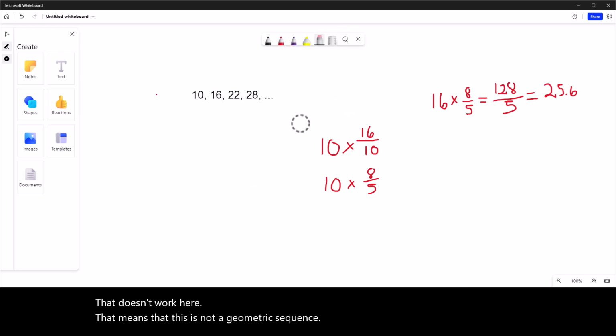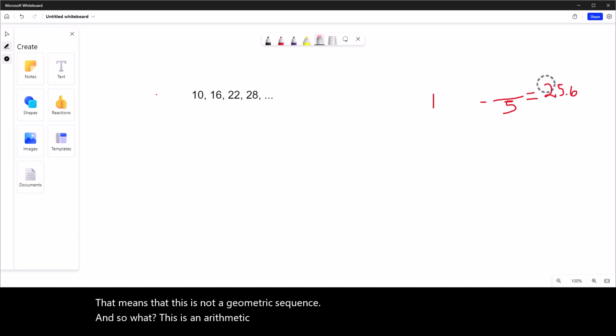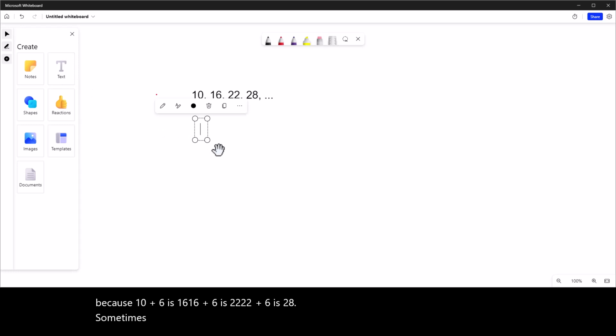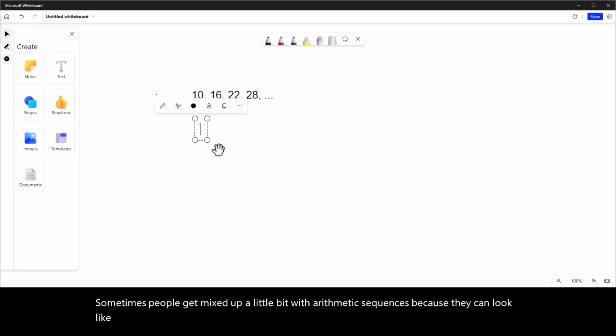And so this is an arithmetic sequence. What am I doing each time? I'm adding 6, because 10 plus 6 is 16, 16 plus 6 is 22, 22 plus 6 is 28. Sometimes people get mixed up a little bit with arithmetic sequences because they can look like geometric sequences if you only look at part of them.